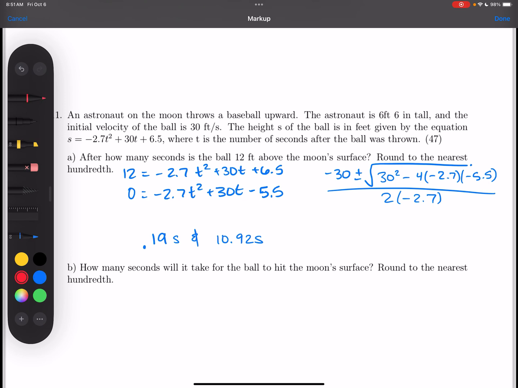So this happens because when it's thrown upward, he's throwing it upward. On its way up, it's going to be 12 feet above the moon's surface, let's say here, but it's going to go past that, and then on its way back down, it's going to hit it again. And so that's why we have two different times that it's hitting. I would say probably use this problem at some point to put in your calculator and make sure that you're typing things in correctly. And if you have a problem, let me know. But we don't need to do that right now.